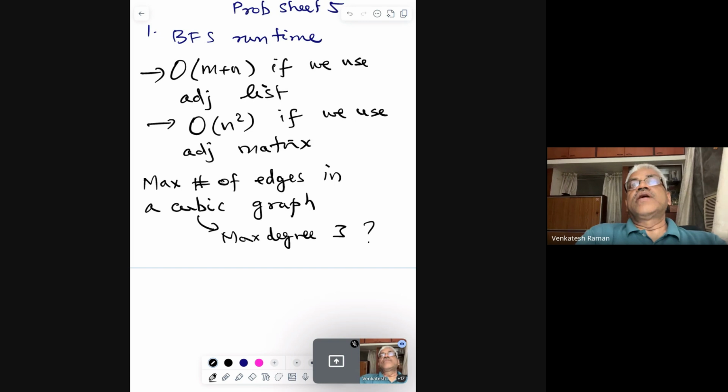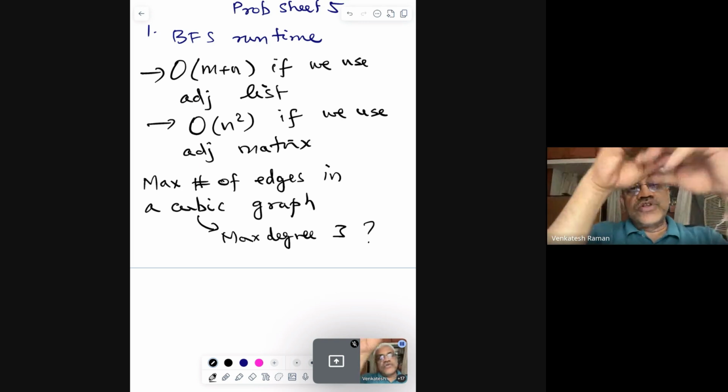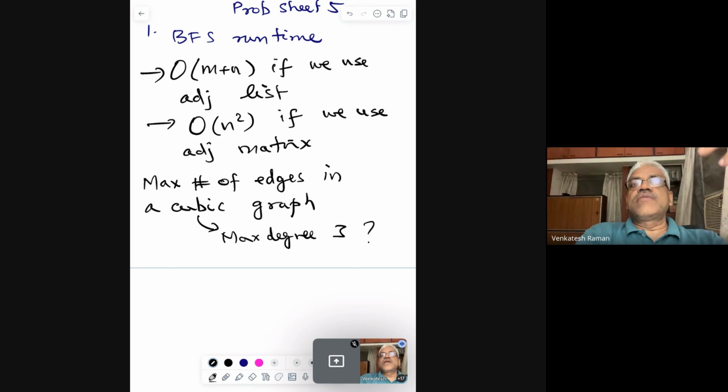Exactly. Remember, the sum of the degrees is twice the number of edges. So if you sum the degrees and divide by 2, that is the number of edges. If the degrees are all at most 3, then there are at most 3n by 2 edges. So that is another class of graphs where m can be order n. In particular, any bounded degree graph.